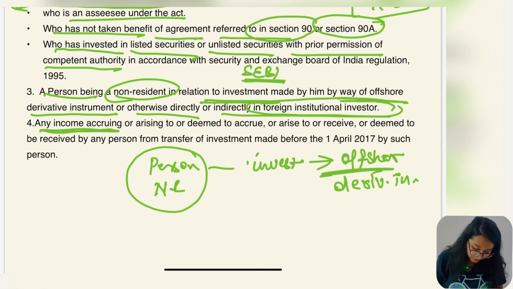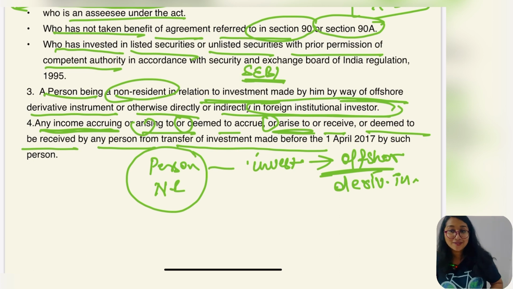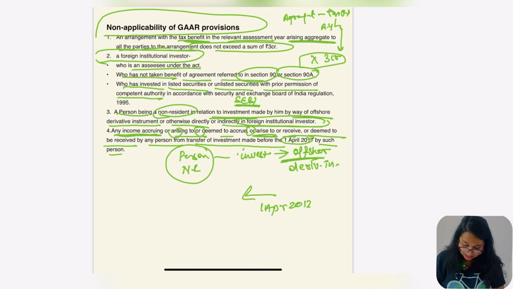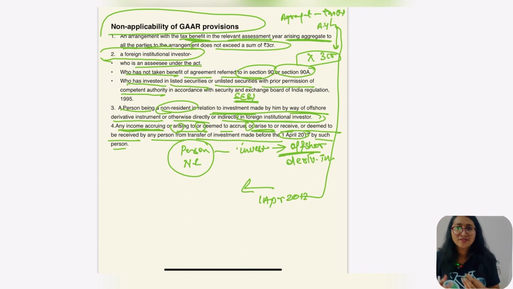Fourth, any income accruing or arising or deemed to accrue or arise, or received or deemed to be received by a person from transfer of investment made before 1st April 2017 by such person. I repeat, any income accrued, arisen or deemed to accrue or arise, or received by a person by transfer of investment before 1st April 2017, for these people GAAR provisions are not going to apply. Is this clear? This was a very short lecture on GAAR.